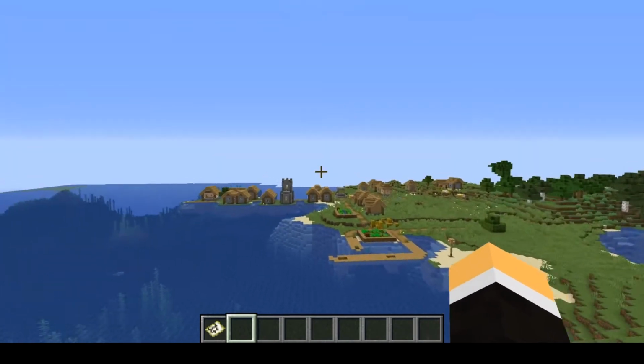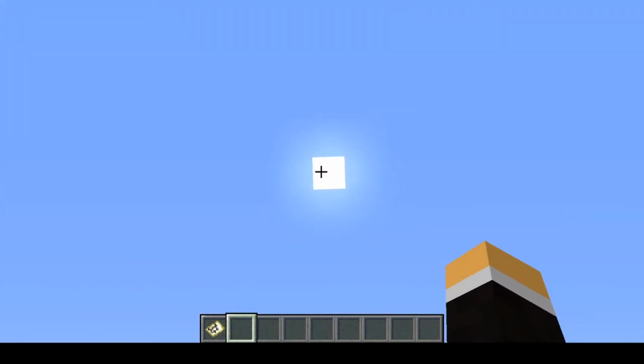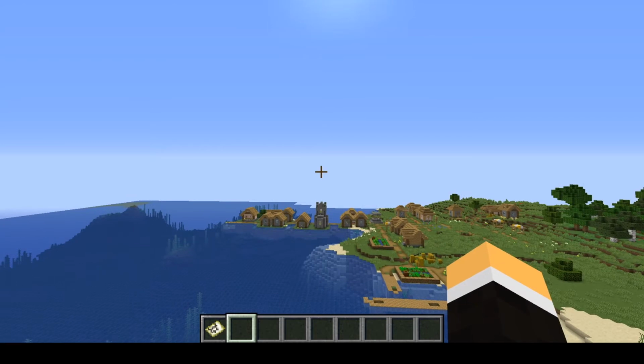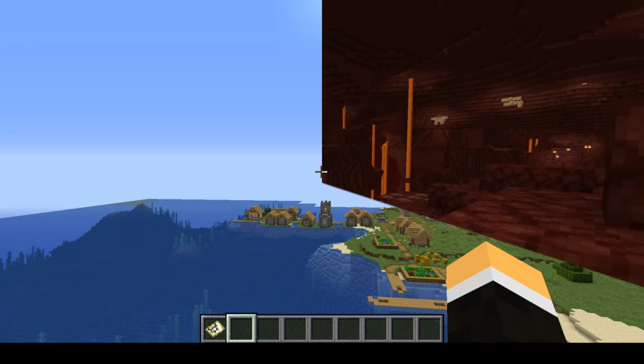Now, the next part I want to take you to is the Nether, because that can be really confusing and overwhelming. So, even though we have the sun here, we do not have a sun in the Nether. It can be extremely difficult to find your way around and find your way back. Everything looks the same. So, let's go take a look at the Nether.